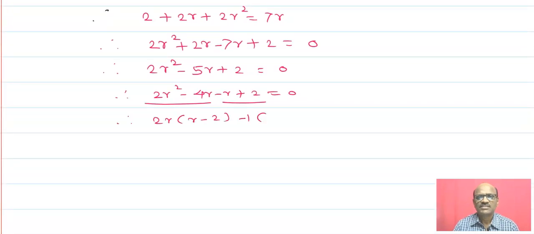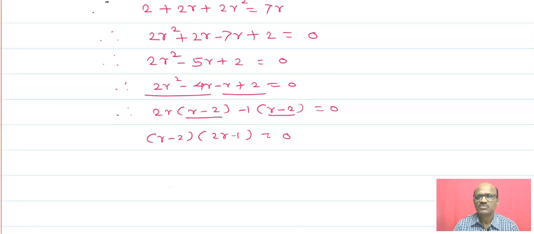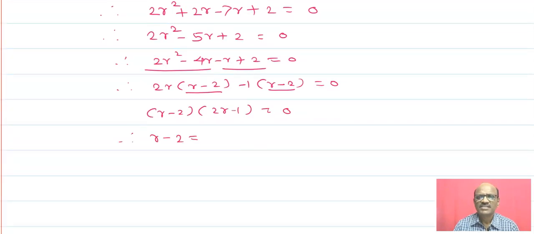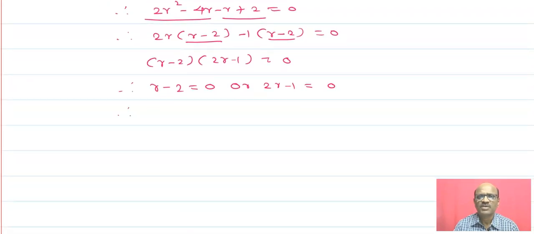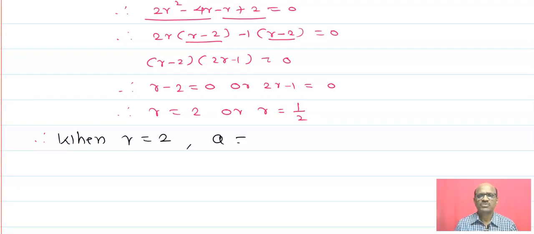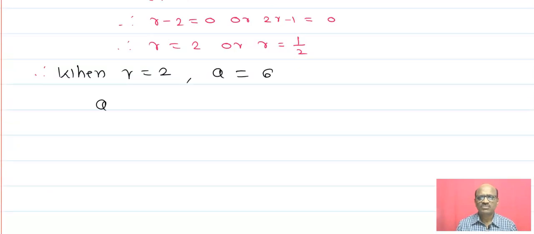And that's why that is 2r square minus 4r minus r plus 2 is equal to 0. Now factorize this. That is 2 into 2, 4. Therefore, the factors are minus 4r minus r. Take the common. That is, in the first bracket you will get r minus 2, in the second bracket 2r minus 1, is equal to 0. Therefore, r minus 2 is equal to 0 or 2r minus 1 is equal to 0. Therefore, r is equal to 2 or r is equal to 1 upon 2.